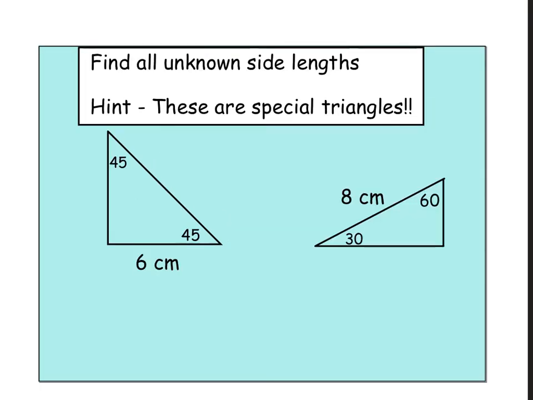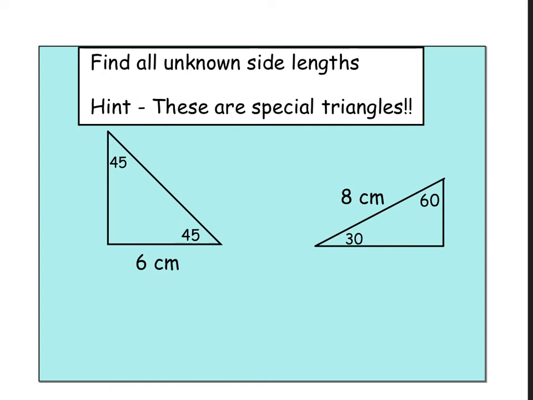All right, so let's take a look. Let's see if we can find all unknown side lengths on these two. And a hint, these are special right triangles, so we really can do these without knowing any of the sine, cosine, tangent stuff or calculators. We probably could have done this slide before we did the sine, cosine, tangent stuff, but here it is anyway, so let's do it.